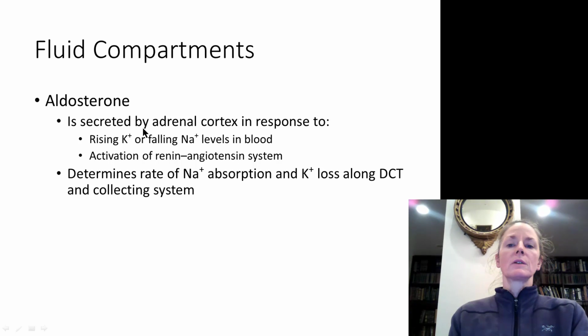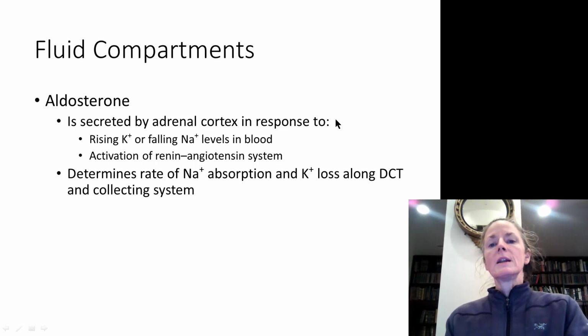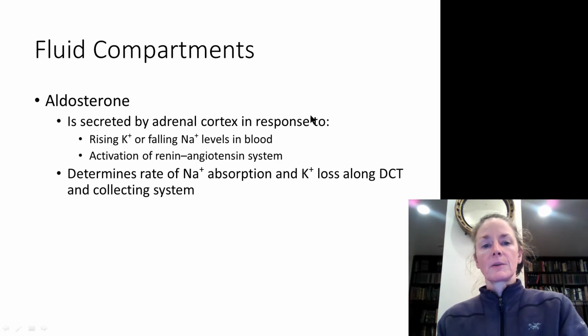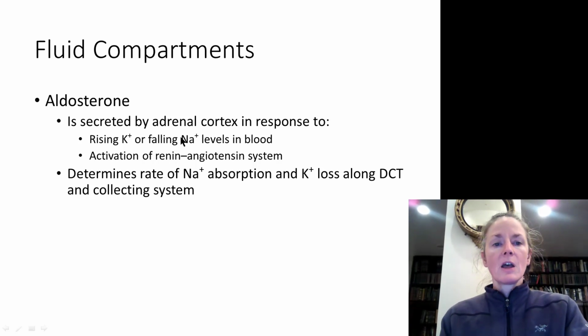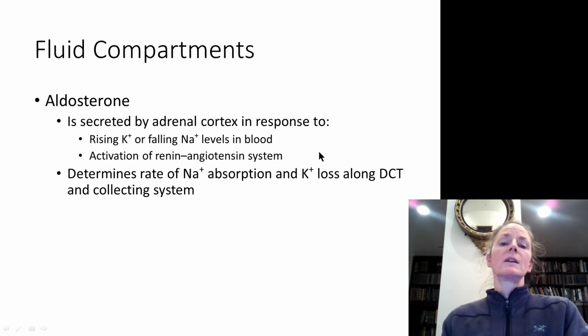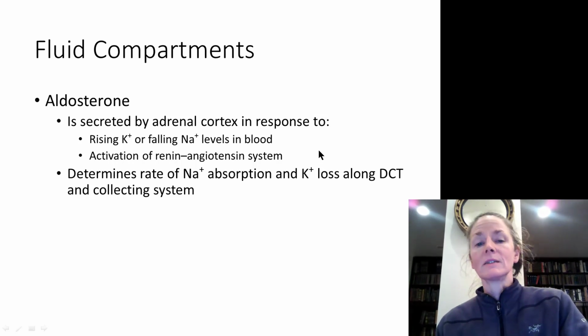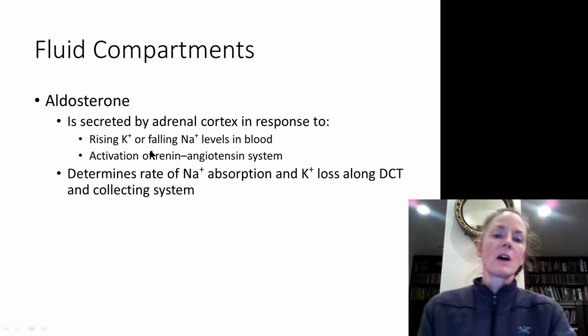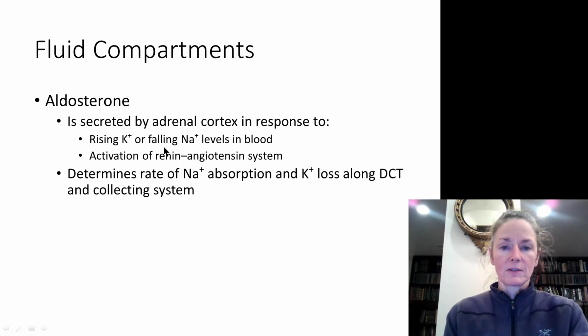Aldosterone, as we remember, is secreted by the adrenal cortex. This can be secreted due to changes in potassium levels, increasing levels of potassium, or decreasing levels of sodium in the blood system, or in the blood plasma, I should say. It can also activate the renin-angiotensin-aldosterone system. So remember, aldosterone is part of the renin-angiotensin system.